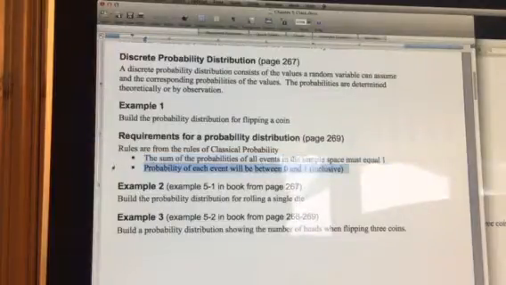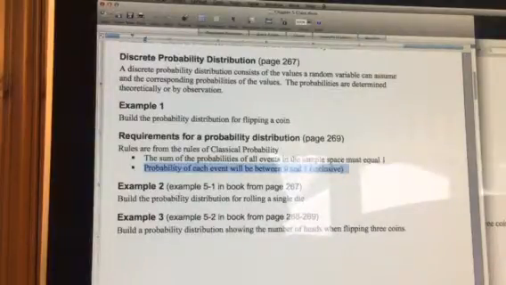The second requirement, and this one's not a big stretch either, the probability of each event will be between 0 and 1 inclusive. Again, thinking of the rules of probability, we can't have an individual probability that's less than 0. We can't have an individual probability that's greater than 1 if we're working in proportions. If we're working in percentages, it can't be less than 0%, can't be more than 100%. All right, so nothing should be too crazy there.